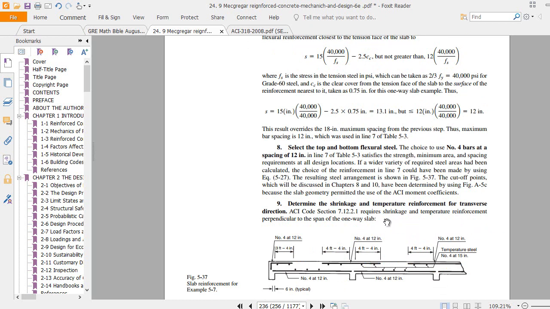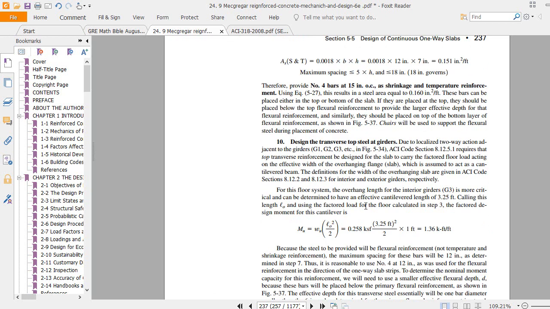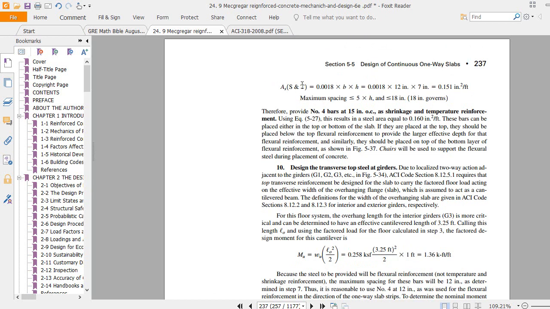For shrinkage reinforcement there are also some limitations of the ACI code. I will explain, but here we have those limitations. Remember, for shrinkage reinforcement, the maximum spacing should be less than 5 times h or 18 inches, whichever is smaller. So 18 inches. So they are fixing the shrinkage reinforcement at 15 inches center to center. This will result in A of 0.160 inch square.